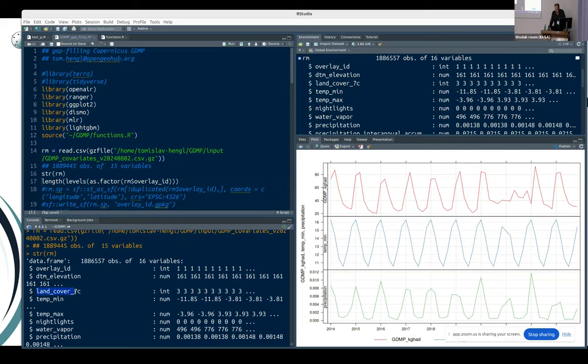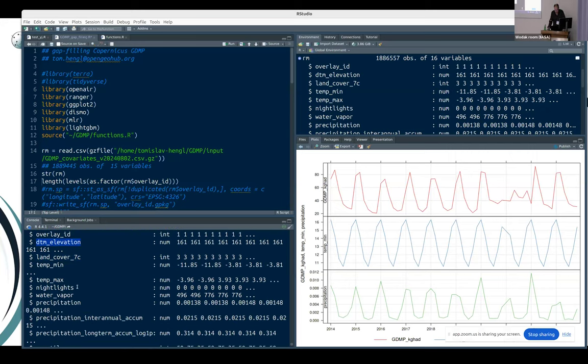We have a land cover. So we know land cover for every year. And we know elevation. So we have elevation. Elevation is fixed, as I said, that's a static variable. And then we have a temperature min max, which is based on geometric temperature. We have also night lights.